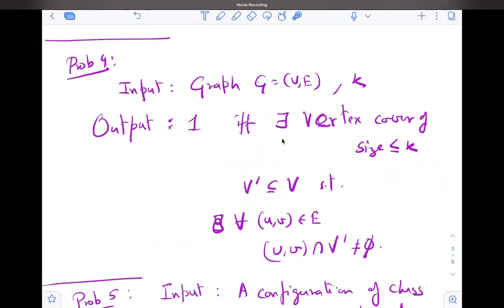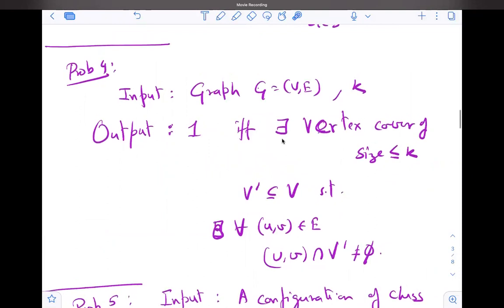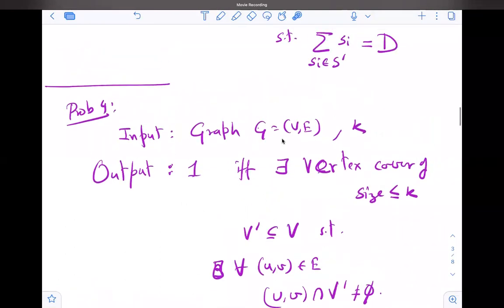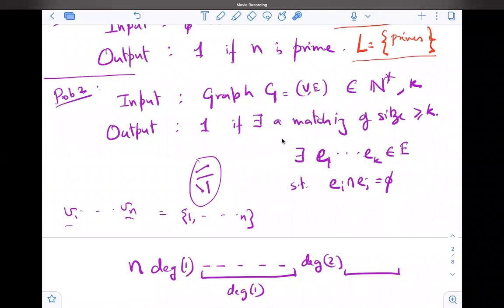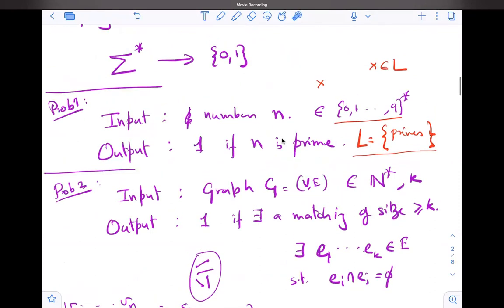Okay, note that. Is it clear? So here is the list of vertices. What about this one, the matching thing? The list of matchings, right? What about here in primes? The factors.